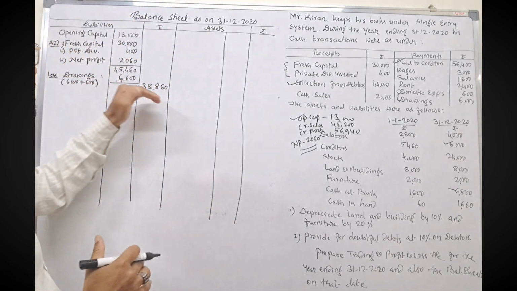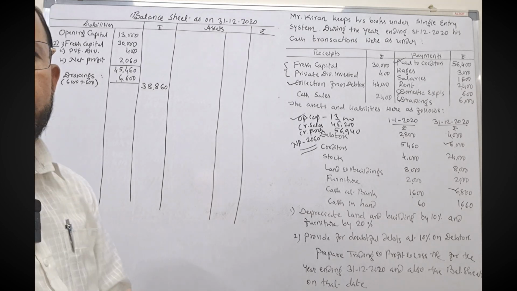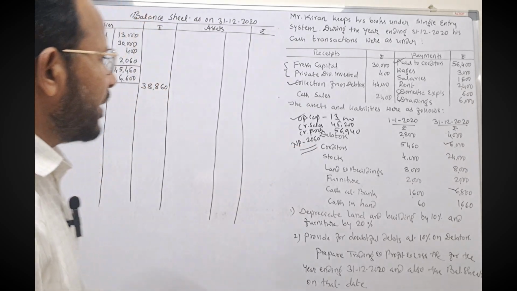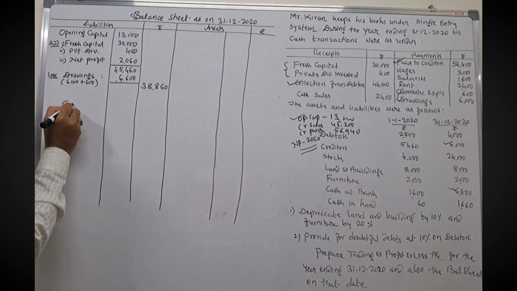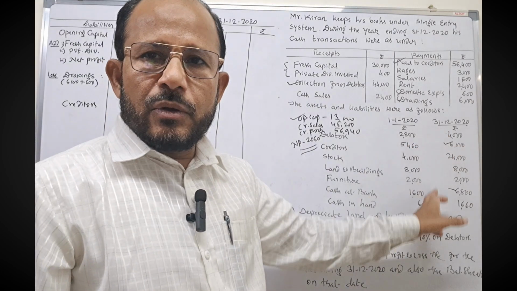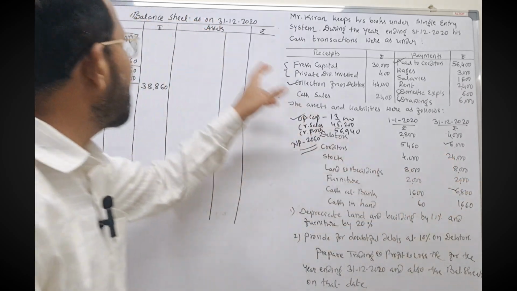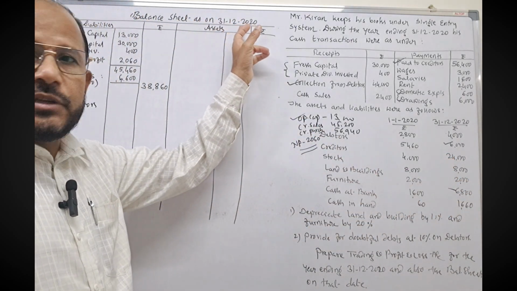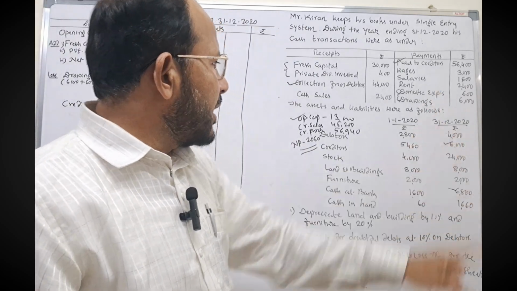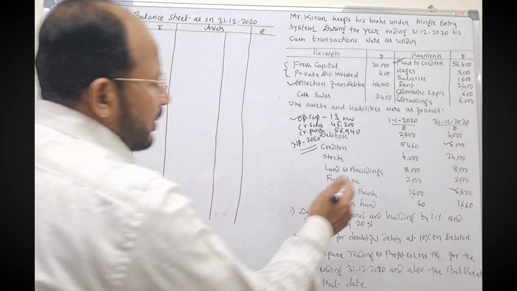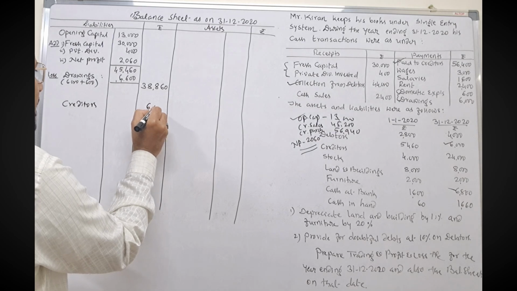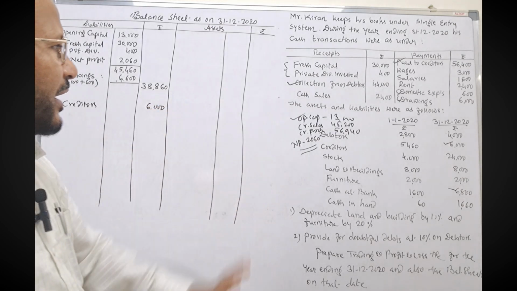After making all these adjustments, we are getting how much? 38,860. After this, we record the outside liabilities. Creditors given in the problem. Creditors we show. In the balance sheet, we show only closing balances. You remember this one because we prepare the balance sheet as on 31st December 2020. That is why only closing balances are to be taken here. Total amount of creditors is 6,000. No other liabilities are given.